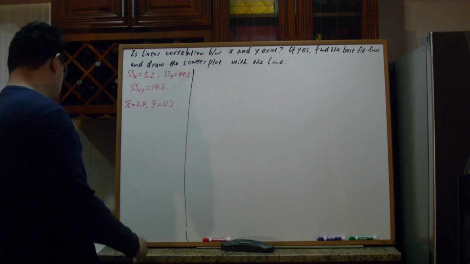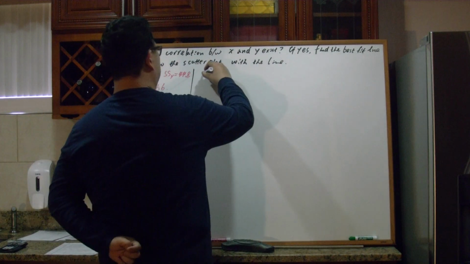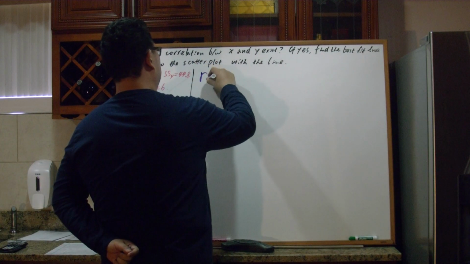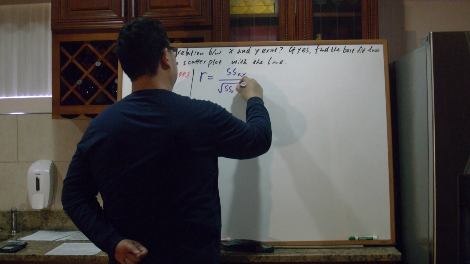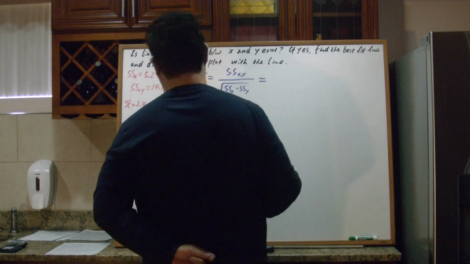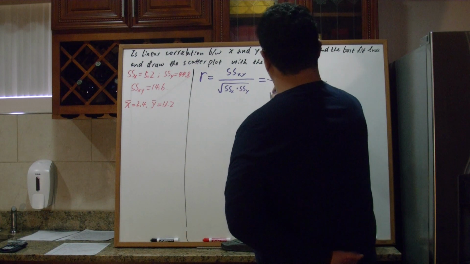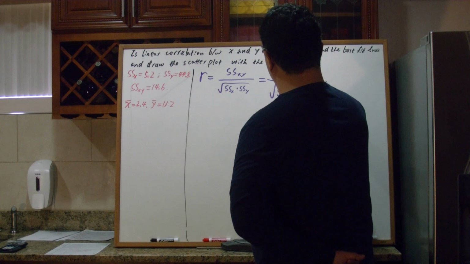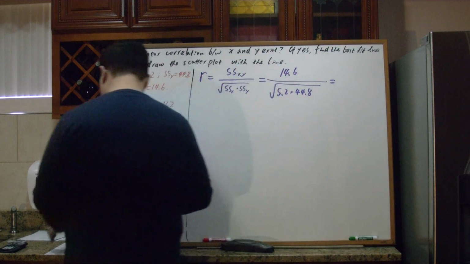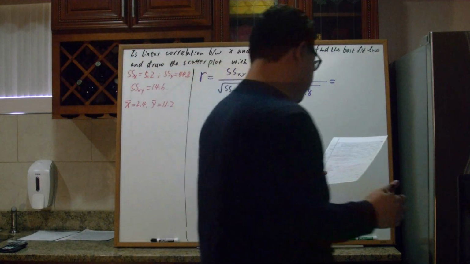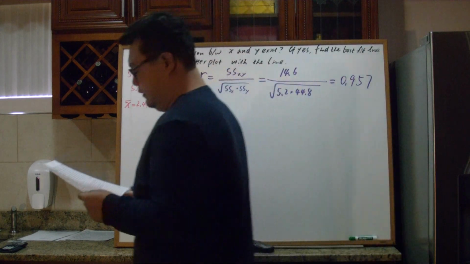Right, then what else? We find out the R, to check to see if the correlation exists. R is SSXY over the radical of SSX times SSY. That is, SSXY is 14.6, over the square root of 5.2 times 44.8. So that will be 0.957.